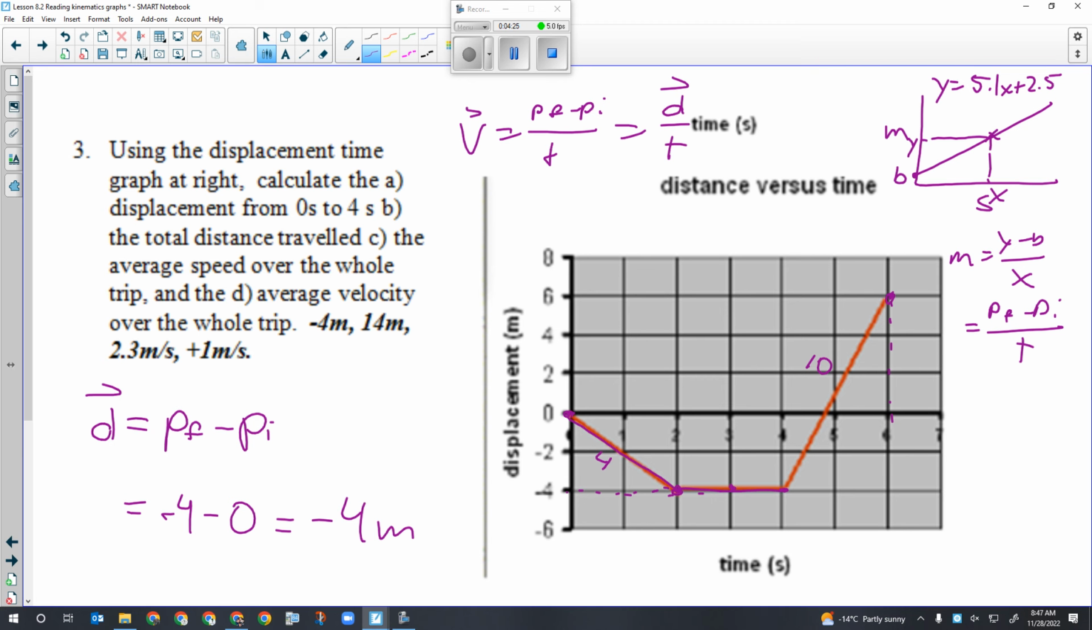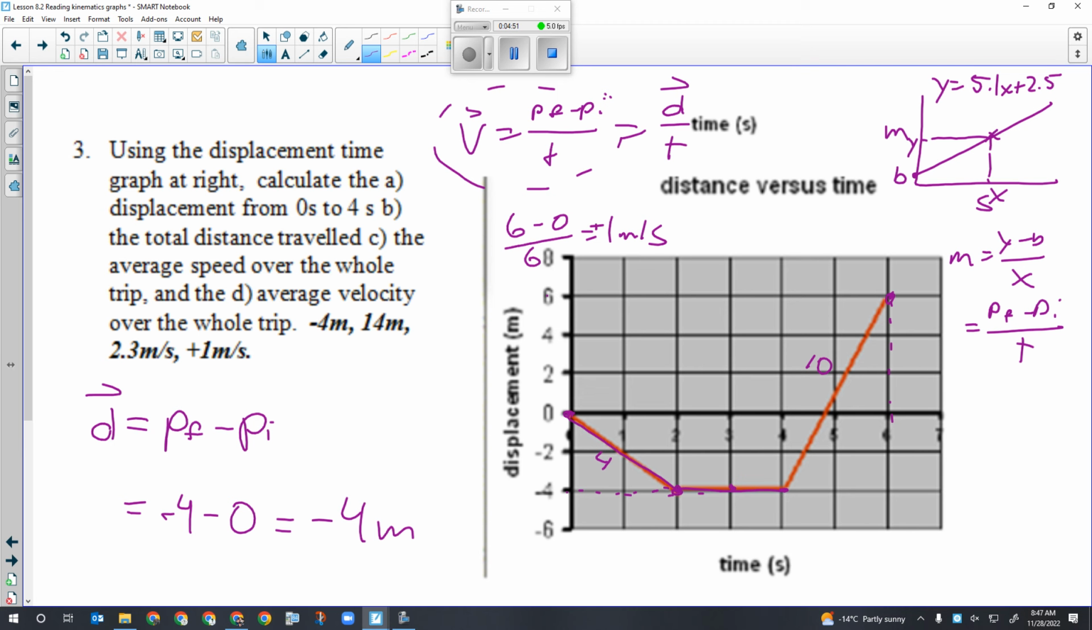For this graph, because it's irregular, I can't use the slope because there isn't one. There are many different sections. I can still use this formula, however, because I know the final position is 6 and the initial position is 0 and the total time is 6, and I would get 6 minus 0 over 6, which is 1 meter per second, and it's positive.